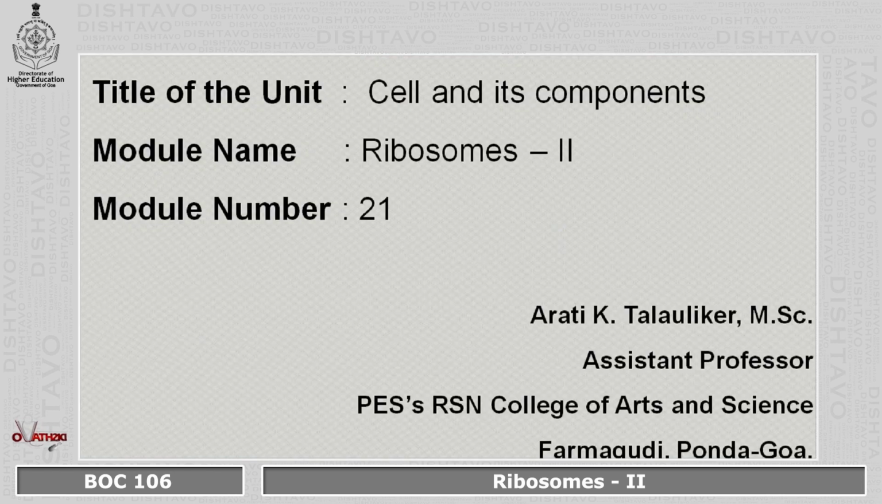Myself, Arti Talaulikar. The module name is Ribosomes 2, module number 21, and the title of the unit is Cell and its Components.